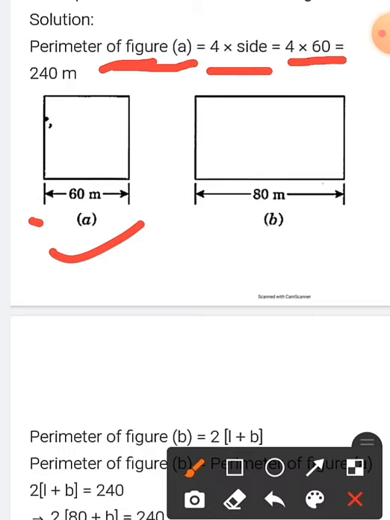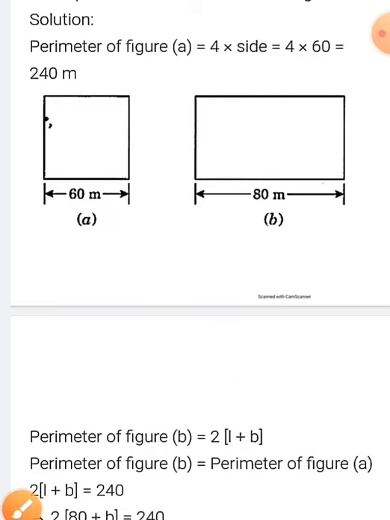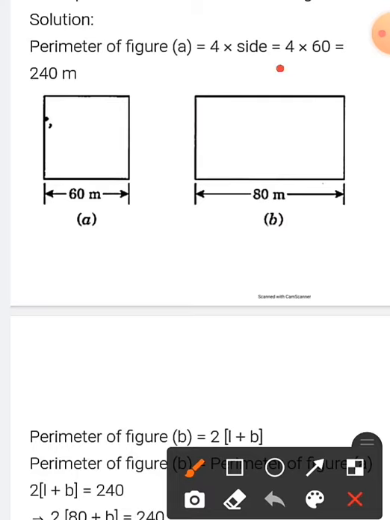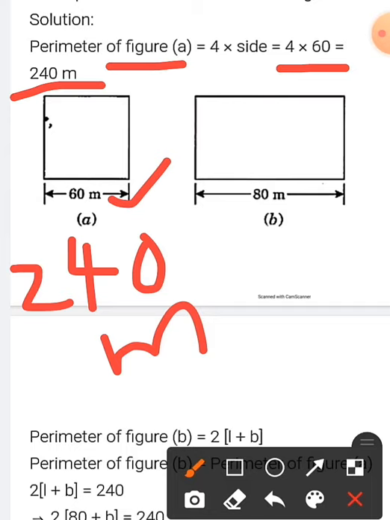60 is given in the figure. Length is given, or side is given, 60. So you will take 4 into 60. So what is 4 into 60? It is 240 meter. So the perimeter of this first figure is 240 meter. So you have got its perimeter. We have got the perimeter of this first figure.